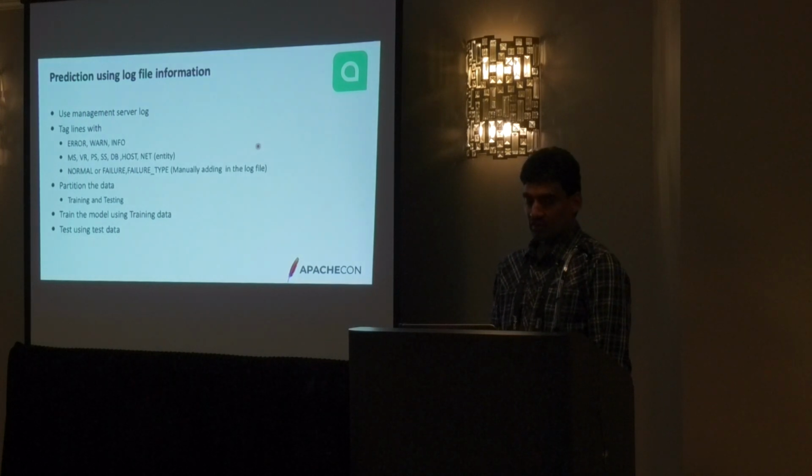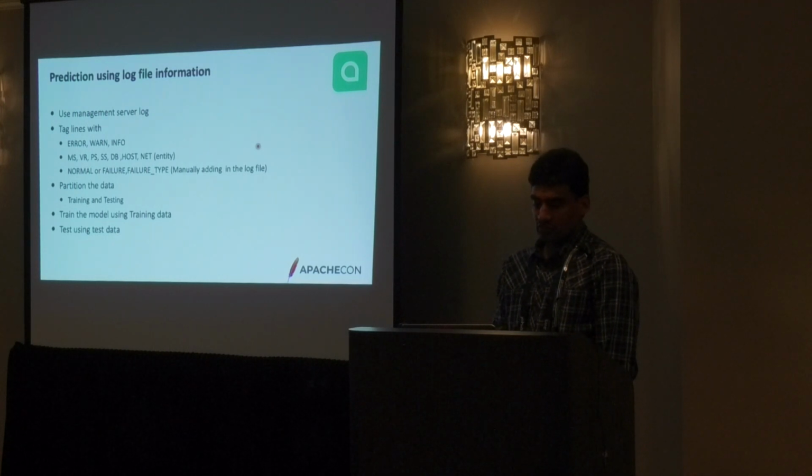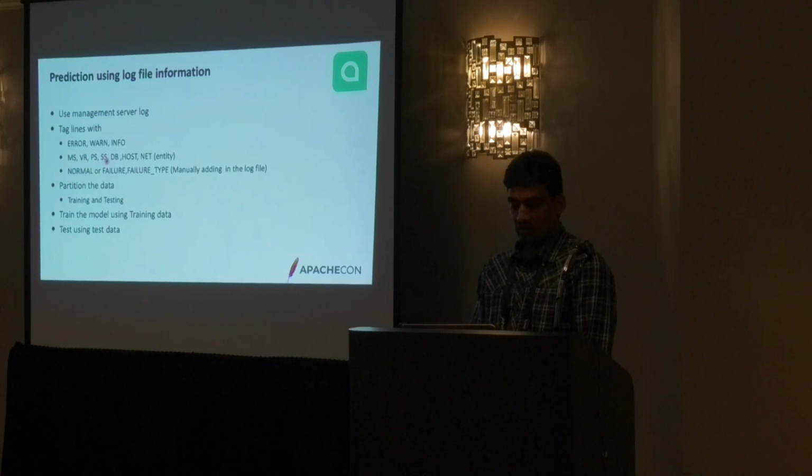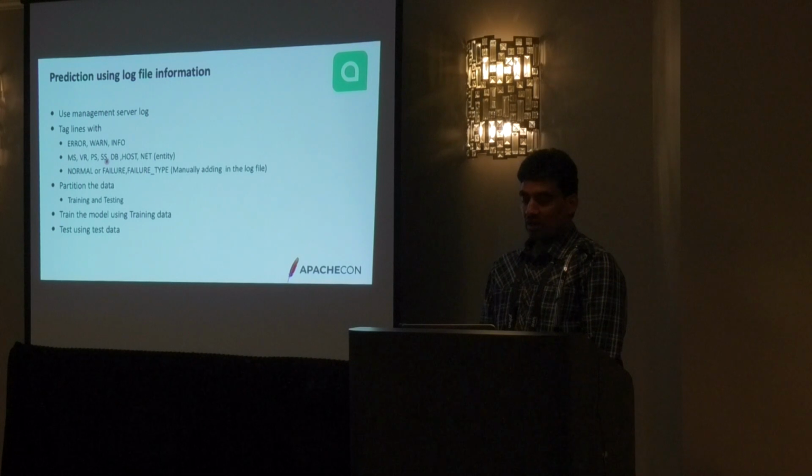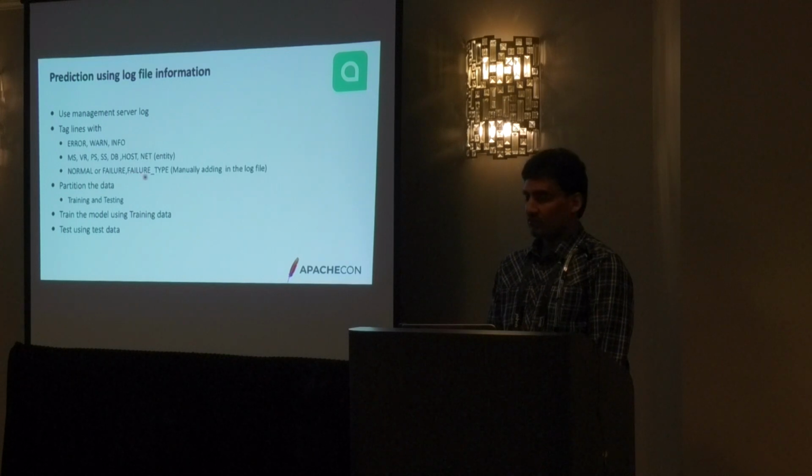Prediction using a log file. So how do we predict from a log file? Using the management server, we tag various debug levels, like error, warning or info, and the entities can be management server. The log can state it belongs to the management server, virtual router, primary storage, secondary storage, database, host, or network. The particular log can be a normal log or an error log. And if this is an error log, we can say what kind of error or failure it is. So we can define the failure type.